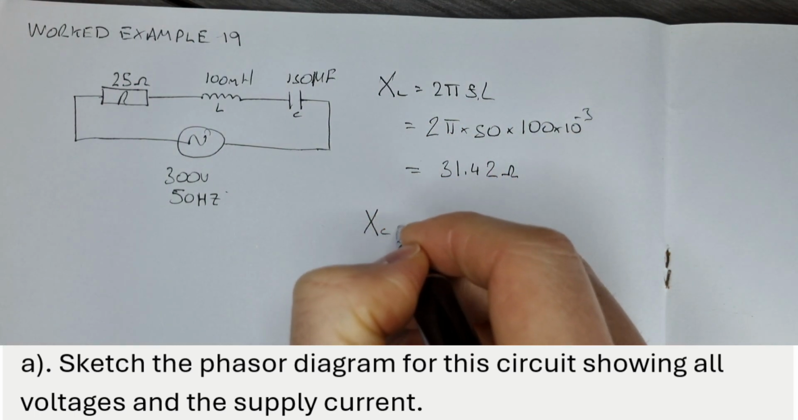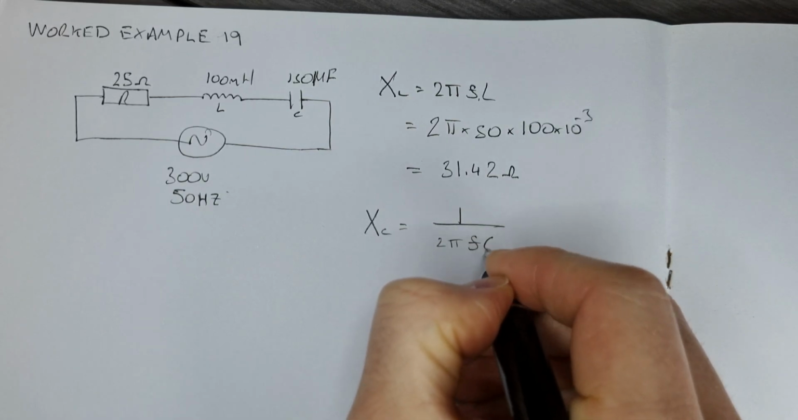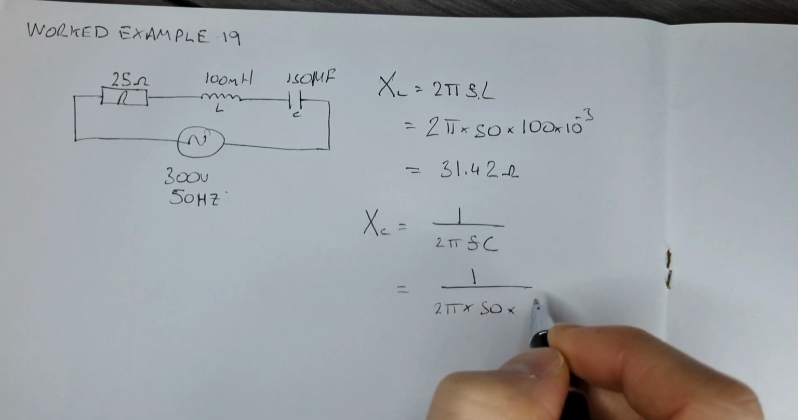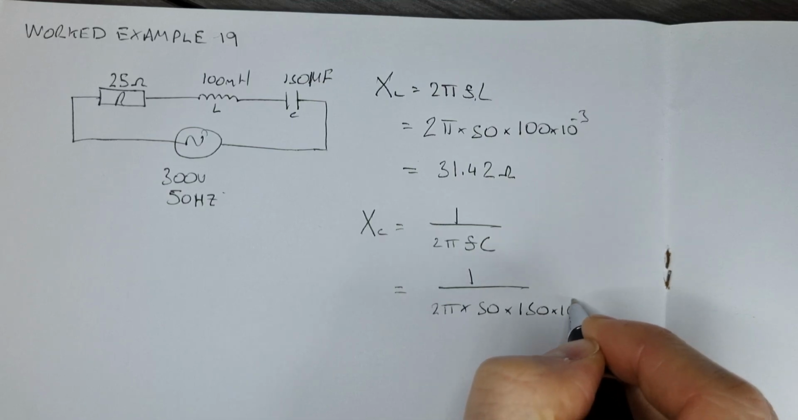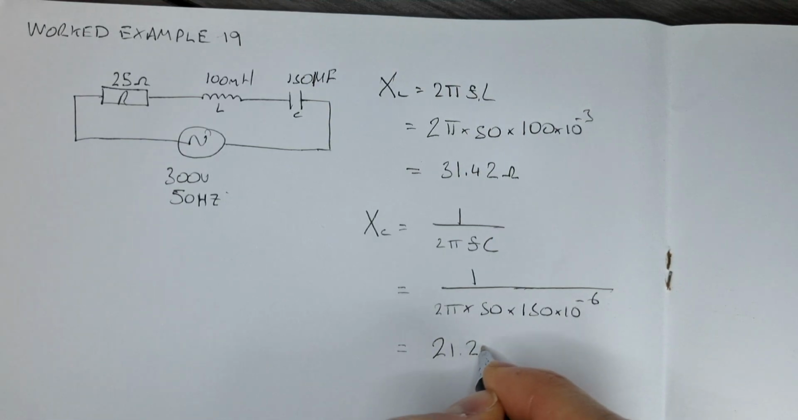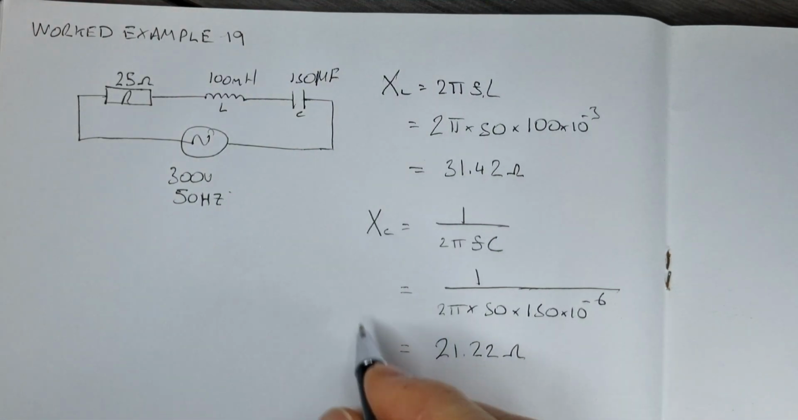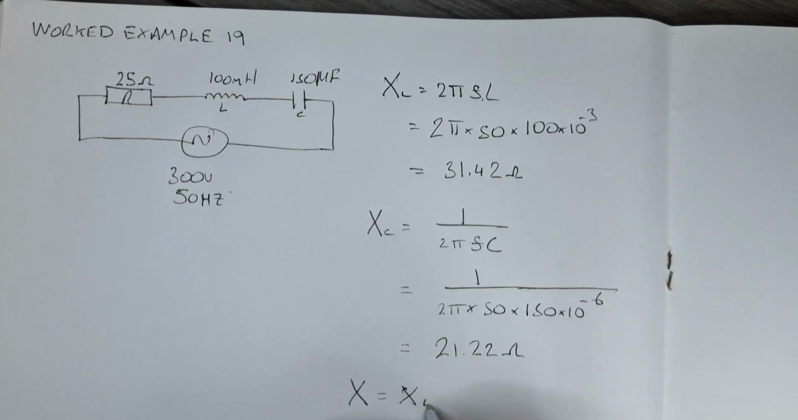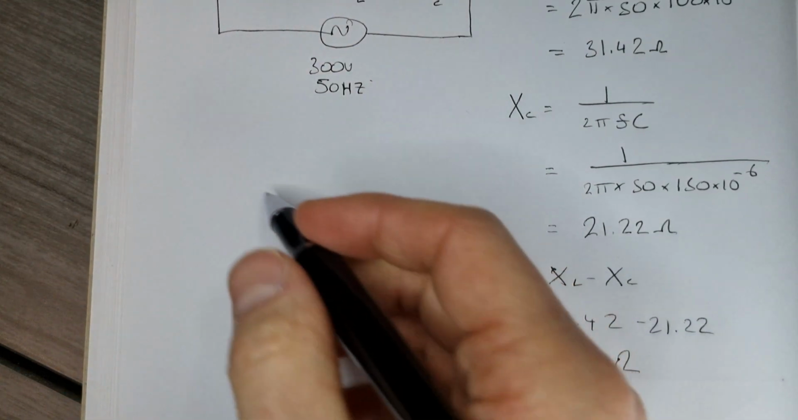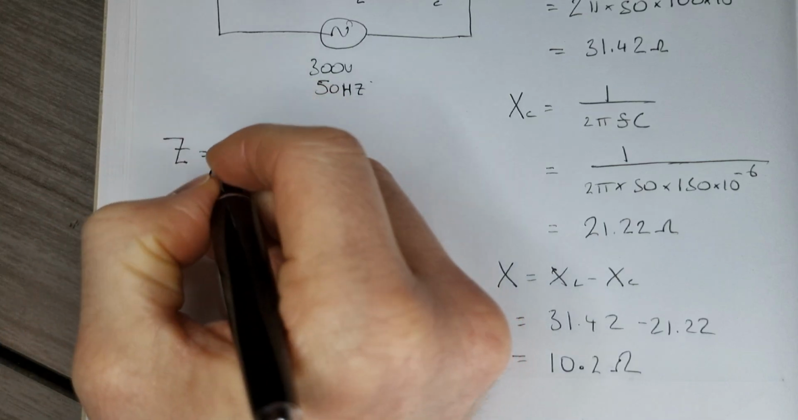For our capacitive reactance, we have 1 over 2 pi FC, and that is going to become 1 over 2 pi times the frequency of 50 times our capacitance of 150 times 10 to the minus 6. And that gives us a capacitive reactance of 21.22 ohms. Our overall reactance X is going to be XL minus XC, so this is going to become 31.42 minus 21.22, and that leaves us with an overall reactance of 10.2 ohms.